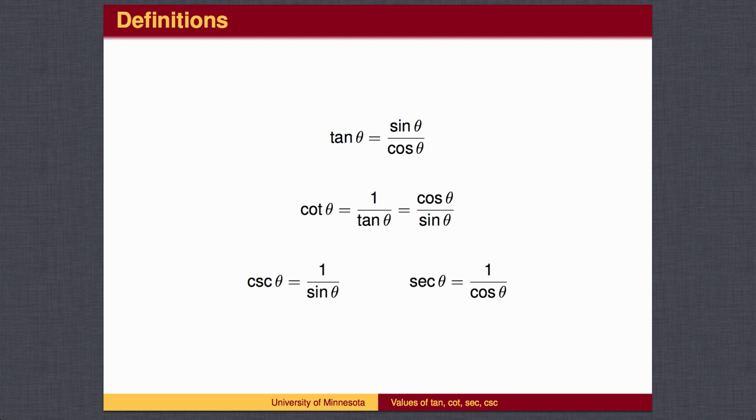Note that each pair has one cofunction. The reciprocal of sine is cosecant, and the reciprocal of cosine is secant. We can find the values of these functions based on the values of sine and cosine.